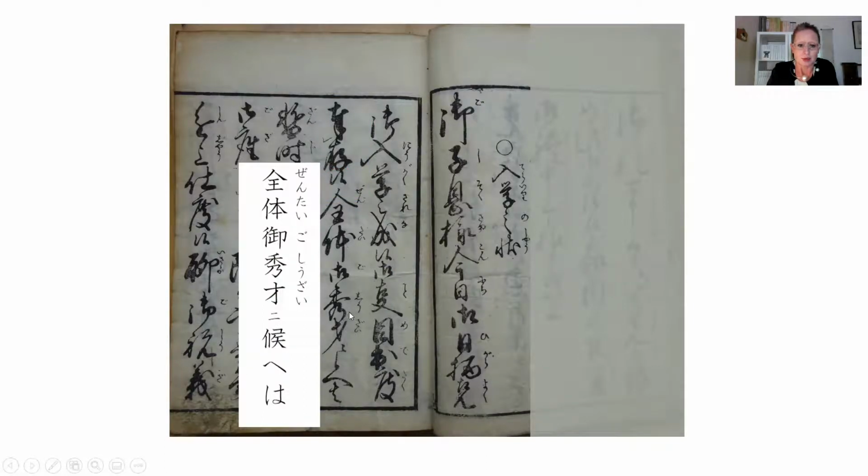Zentai goshūzai. And up to this point is just kanji, kanji, kanji, kanji, kanji. Again, stop the video, take some time to look at how the kanji has been rendered in cursive. And the meaning is pretty straightforward. We're talking about the shisoku, we are talking about the son, and here we are praising the son as somebody who is in himself clever. He's very talented. Zentai go shūzai.